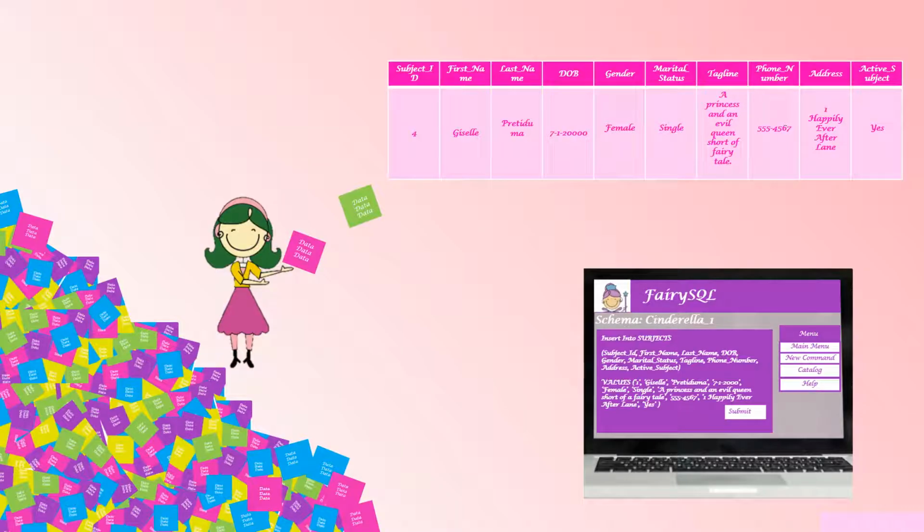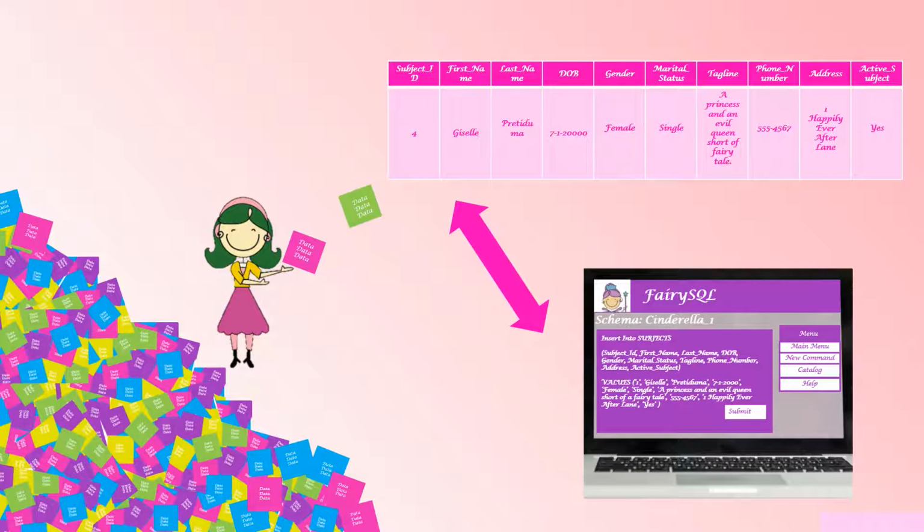Inga followed these steps of organizing the data she found on the cards based on Cinderella's stacks of data until the subjects table was filled with data. She also filled in the other tables, but only went back to parties that occurred less than a year ago. So after a few days, all of the data from the crates was now in the Fairy SQL database, and all was well in the kingdom.